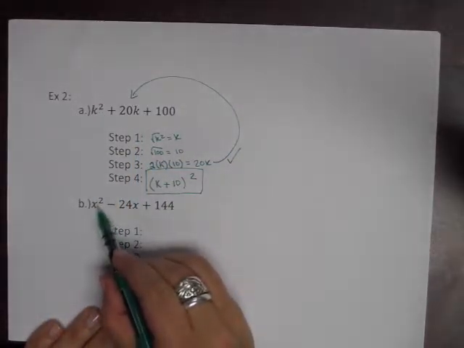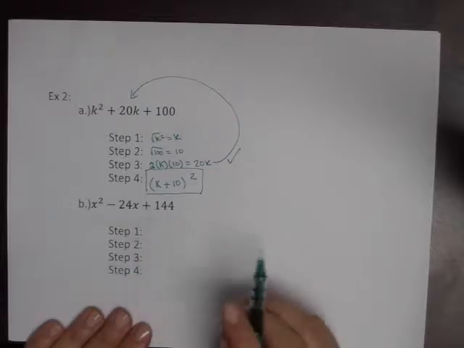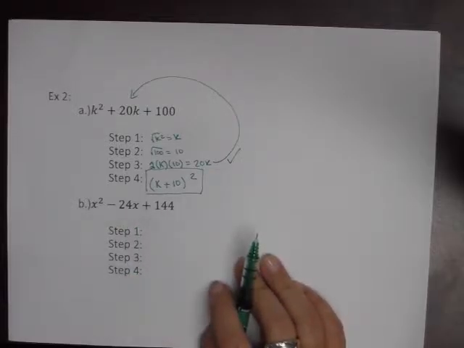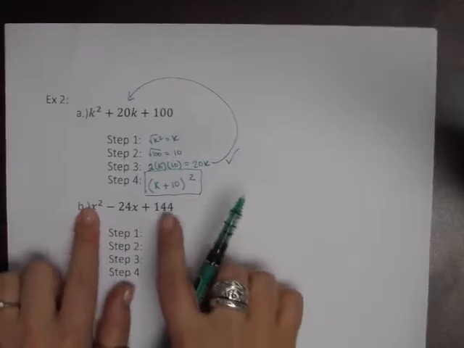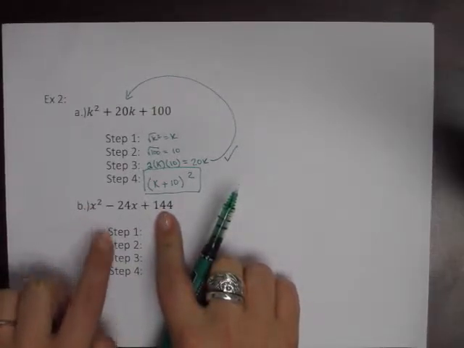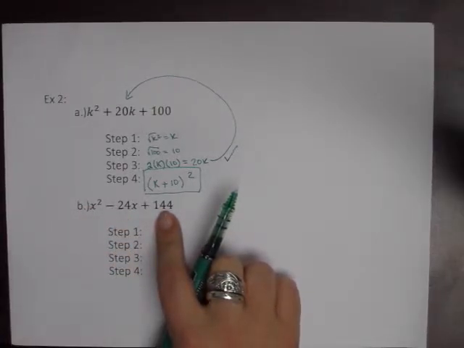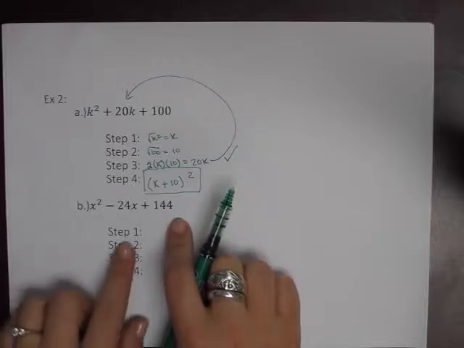Alright, let's look at the next one. So we have x squared minus 24x plus 144. First thing I notice, I have three terms. My first term and my last term are perfect squares, and my middle term is even. So it could be a perfect square trinomial.